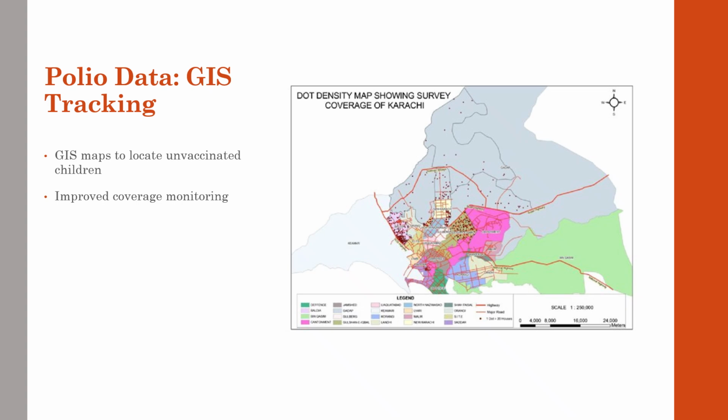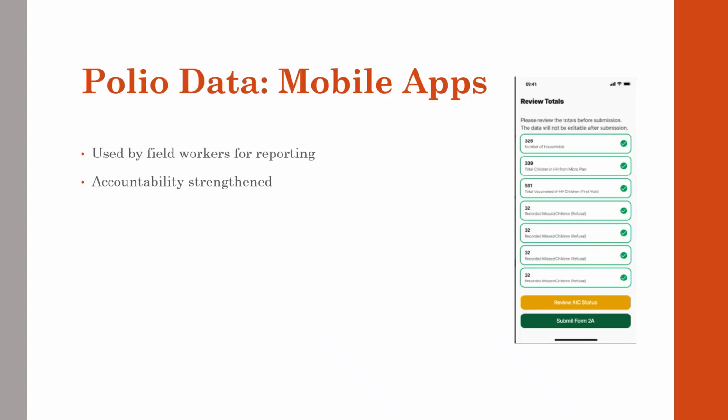This is the example of GIS tracking. In Pakistan, GIS maps were used to pinpoint unvaccinated children, allowing health workers to target their efforts. Mobile apps were also used for real-time reporting, which significantly improved accountability. This is the example of mobile apps. Spatial data was used to identify areas with limited healthcare resources. This information was then integrated with community health programs, ensuring better outreach to underserved populations.